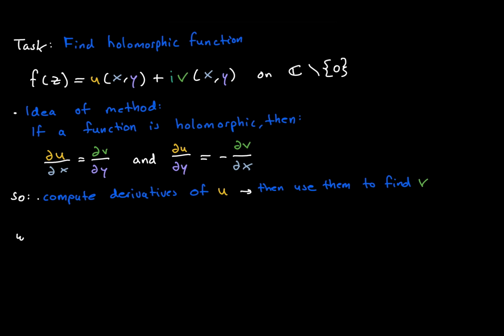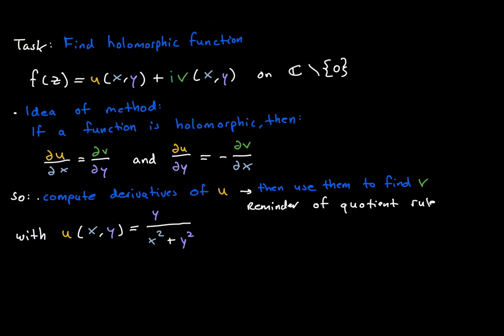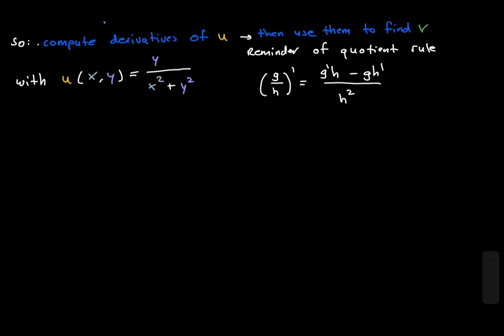We start with u of x, y equals y over x squared plus y squared. Before differentiating, let's briefly recall the quotient rule. If we differentiate a fraction g over h, we get g prime times h minus g times h prime, all over h squared. Now let's apply that.